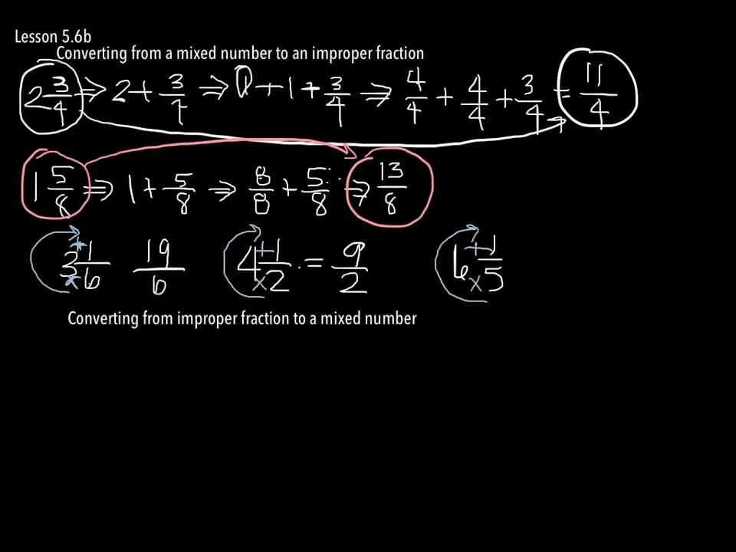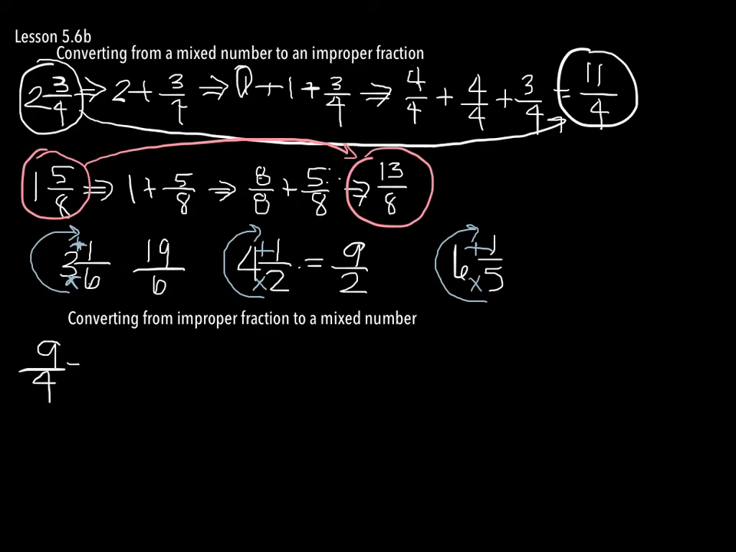Alright, I had to kind of move things around a little bit because I was running out of space. Now, we're working with converting an improper fraction to a mixed number. So let's start with an improper fraction of 9/4, or 9 over 4.